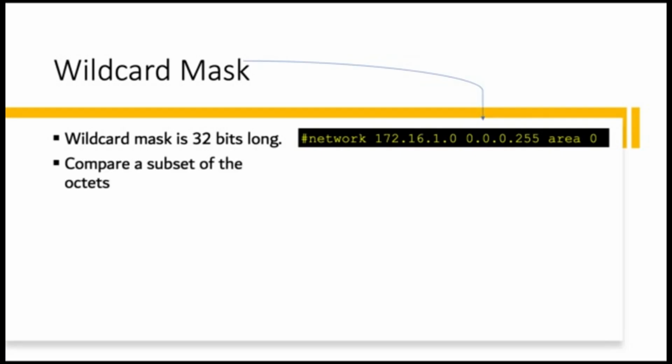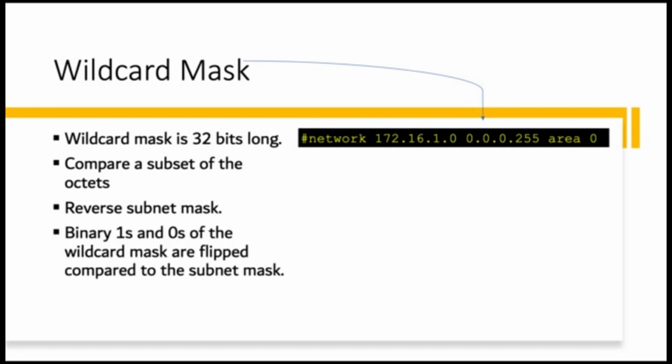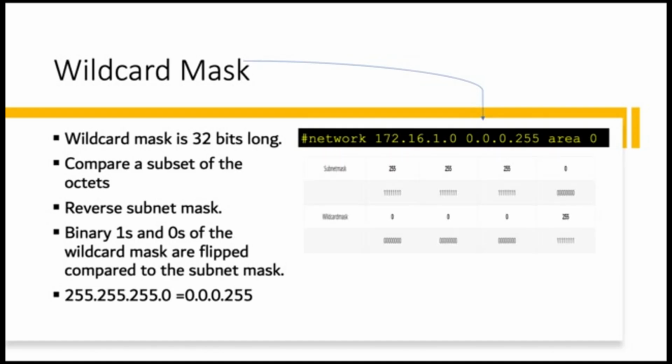The wildcard mask is nothing but a reverse subnet mask, if you want to keep it simple. When I say reverse a subnet mask, I mean that the binary ones and zeros of the wildcard mask are flipped compared to the subnet mask. So a subnet mask of 255.255.255.0 is the same as the wildcard mask of 0.0.0.255. If I convert that into binary ones and zeros, you can see the wildcard mask is exactly the opposite of the subnet mask. 255 in binary is eight 1s, and in the wildcard mask it will be all zeros.